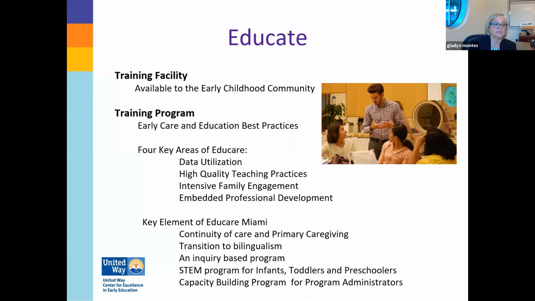The next one is that our program focuses on a transition to bilingualism. This is because Miami is such a diverse population, and we needed to create an example for others on how to deal with this transition to bilingualism. It's not only moving children into the English language, but we want them to develop in both languages, the home language and the English language.